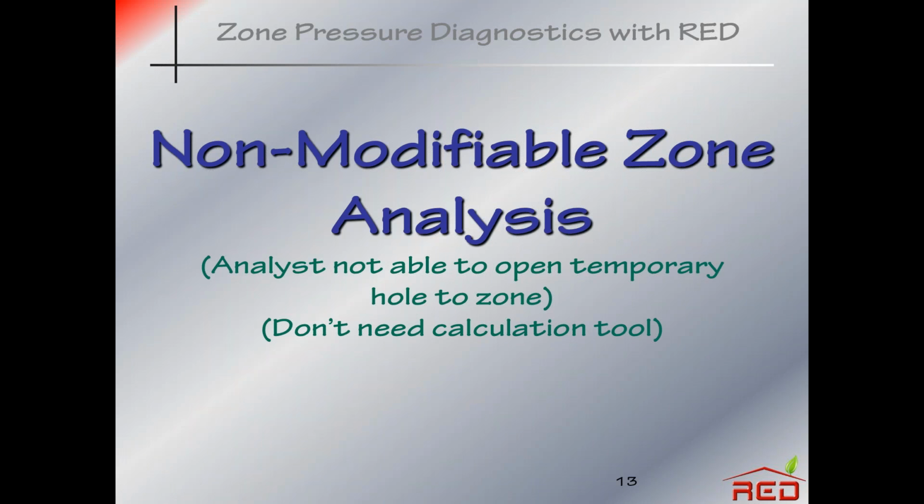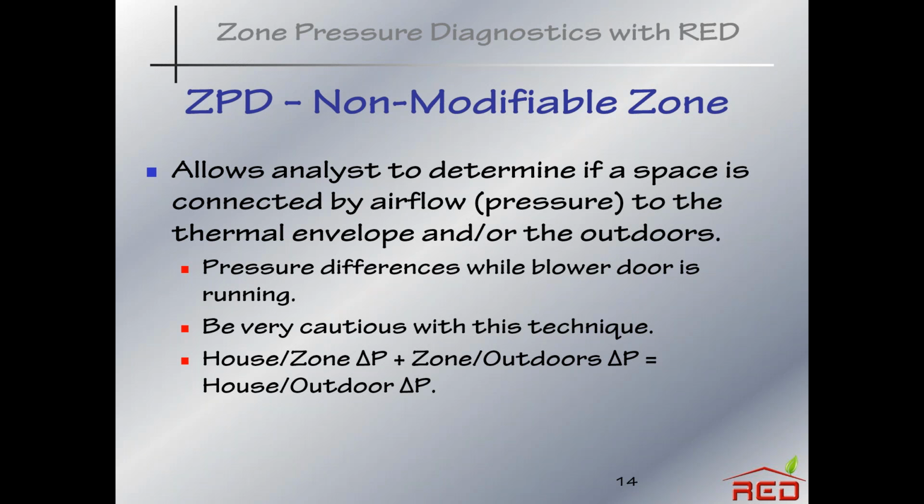So, non-modifiable zone analysis. This does have some usefulness, but modifiable zone analysis is much more useful, and you get some really good info from it. You do not need a calculation aid for non-modifiable zone analysis because all you're doing is looking at pressure differences. You're not modifying anything, usually because the zone is not capable of being modified. So it allows the analyst, that's you, to determine if a space is connected by airflow or pressure. So this can be useful, but you should use it with caution.